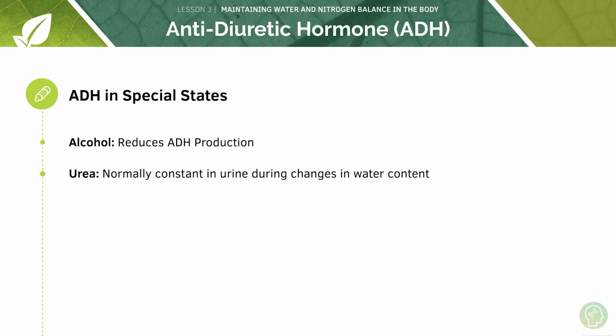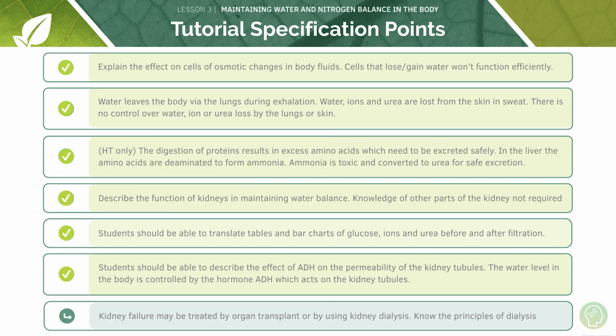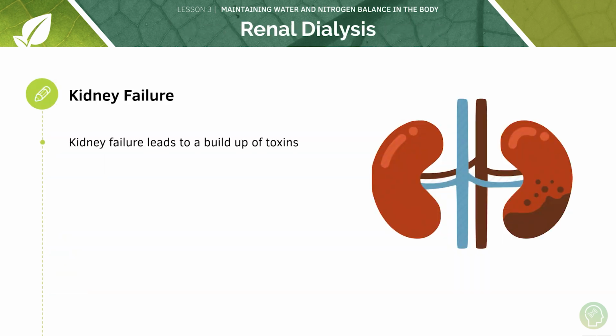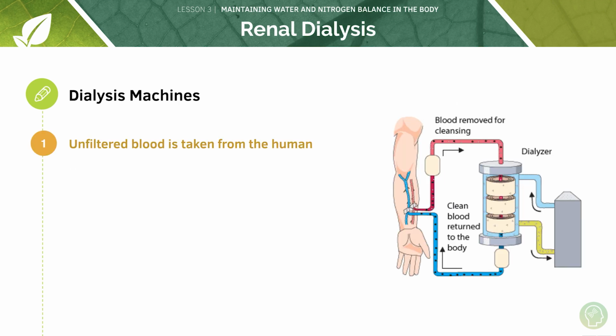And ADH levels are altered in various states. For example, alcohol reduces ADH production. And so you're going to get less promotion of antidiuresis, so more diuresis. And urea is normally constant in urine during changes in water content because protein breakdown is going to happen in the body no matter what. And so we normally get a constant amount of urea in the urine.